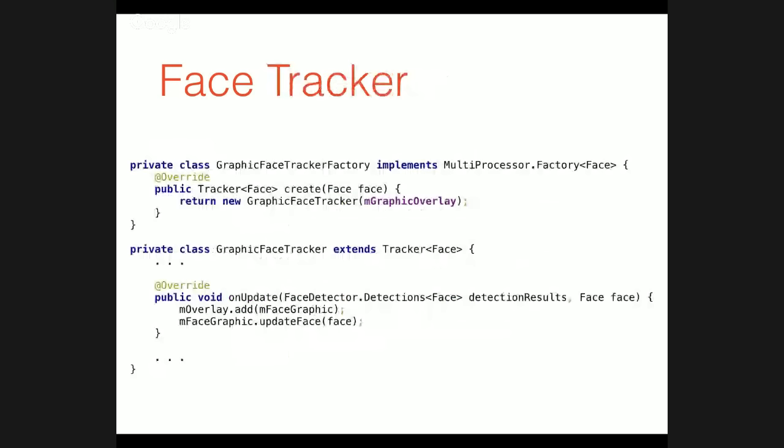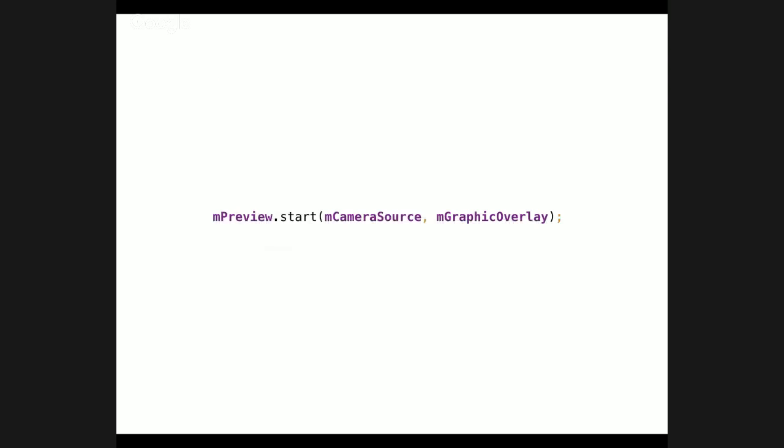The tracker factory receives each face detected, and it creates a face tracker for each of those. And the tracker contains a couple of different methods. One is onObject, which receives the face object itself, and you can find the different fields in the base class, including the position of the eyes, nose, and different things. All you need to do is pass the camera source and the overlay to the preview to draw the overlays. And that's pretty much it. A couple of those classes and the face detection works.